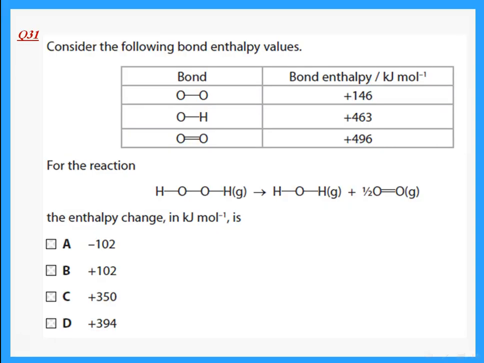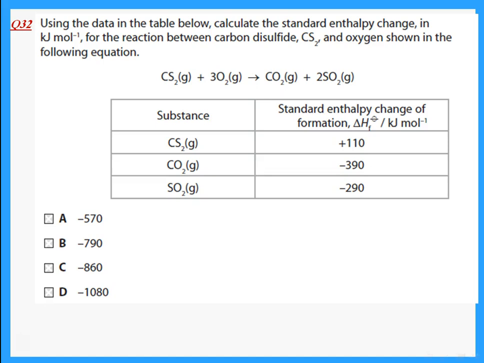Here again, he's saying use bond enthalpy to calculate this. Please practice all of these. So these are the bond enthalpies. We have 1 O single bond O, and we have 2 OHs. So that's the one in the reactants minus the products. In the products, we have 2 OH bonds plus half of an O double bond O. So overall, it is this number.